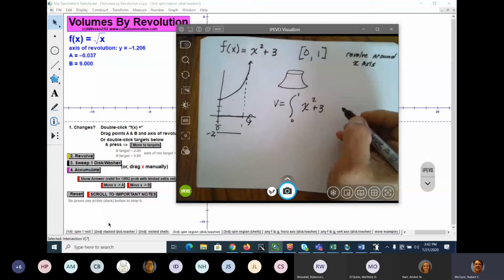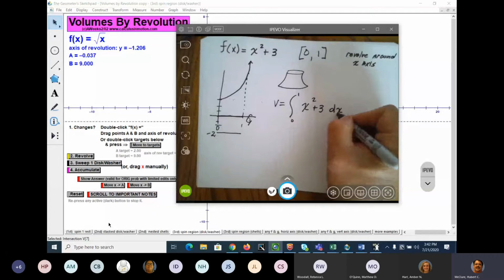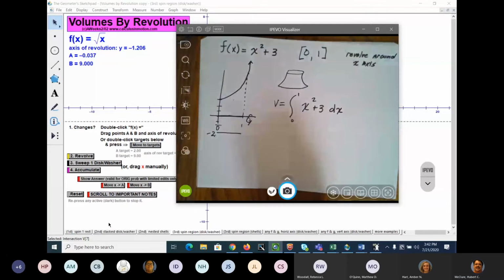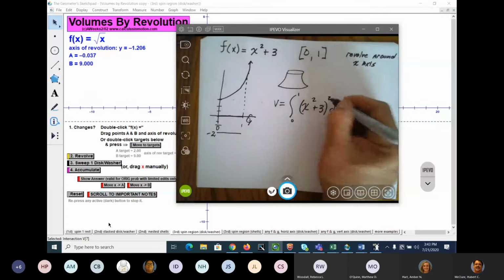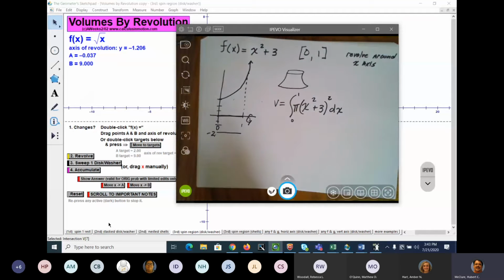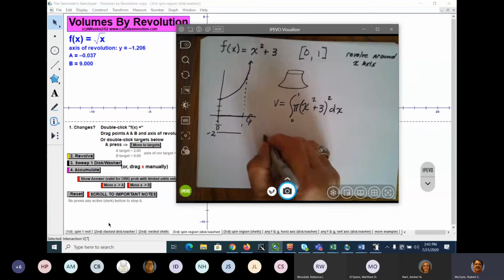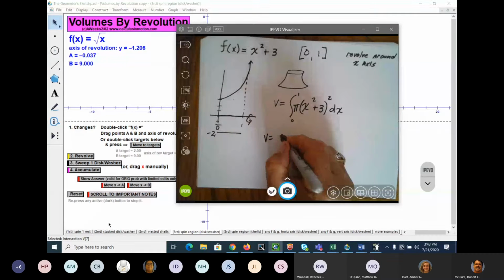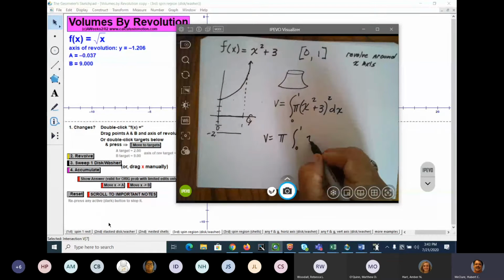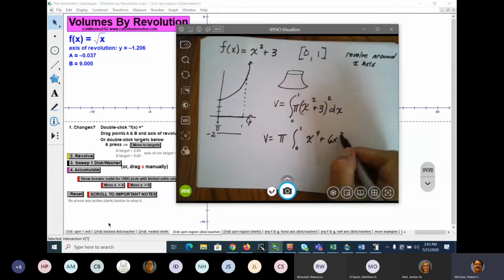And we're going to square that, and we're going to put pi in front of it. Pi comes out. 0 to 1 of x to the 4th plus 6x squared plus 9.